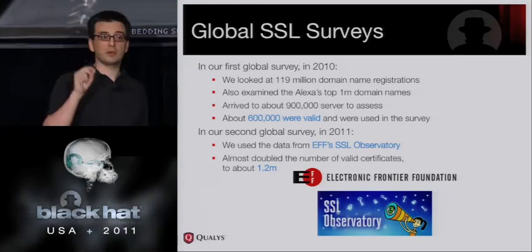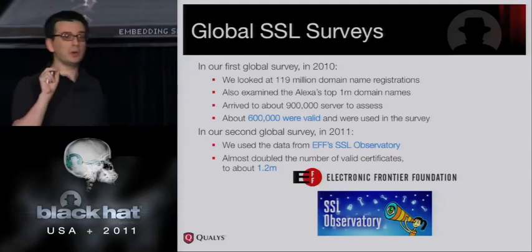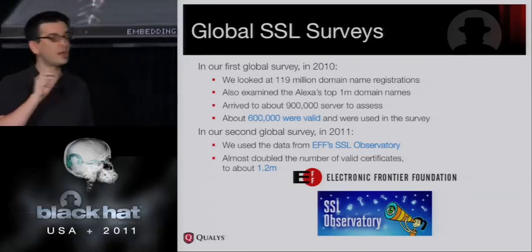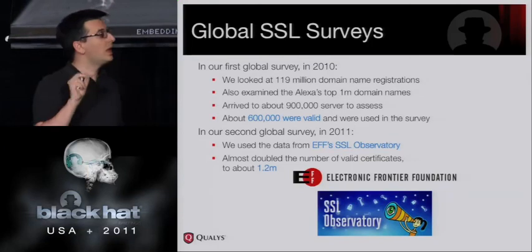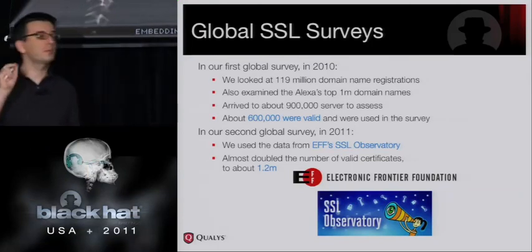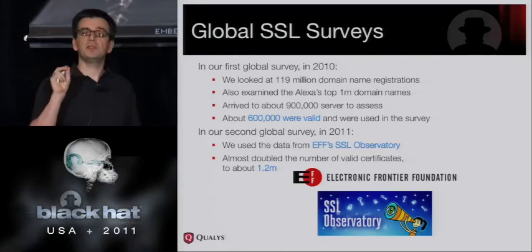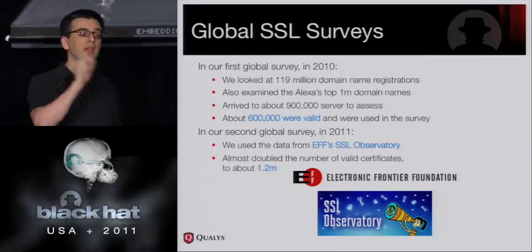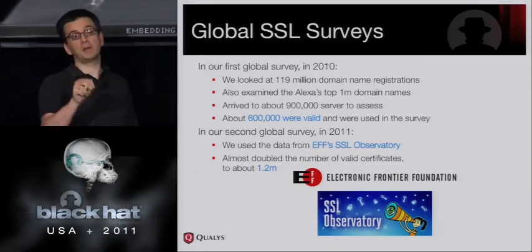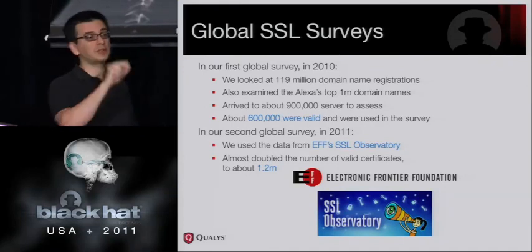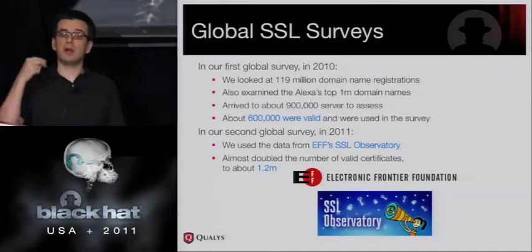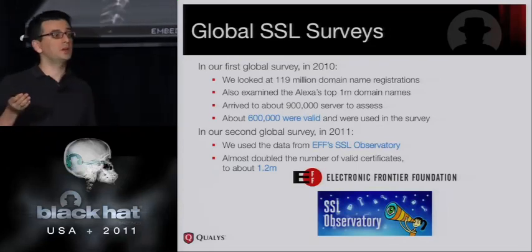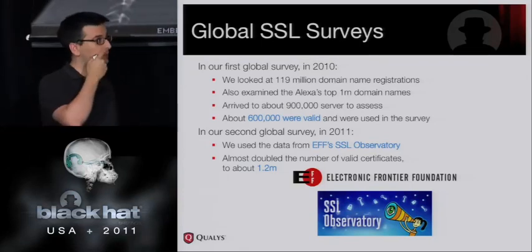Next year, we repeated the same assessment survey, but we were able to use more data. In between the 2 surveys, the SSL Observatory project was announced, and the EFF did something remarkable. They scanned the entire IPv4 space and discovered every single public SSL server there is. They made all this data available to everyone, and we used it and got all the SSL servers, and used our assessment technology on them. By using their data, we were able to double the number of servers to about 1.2 million.